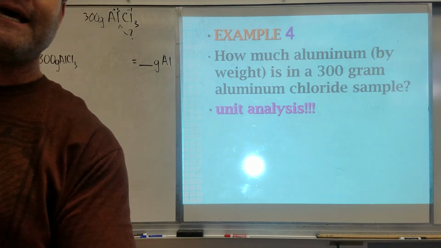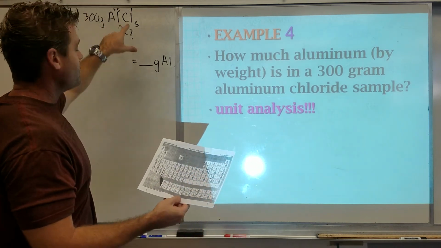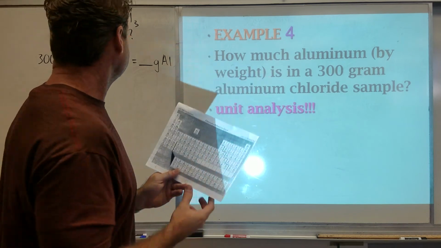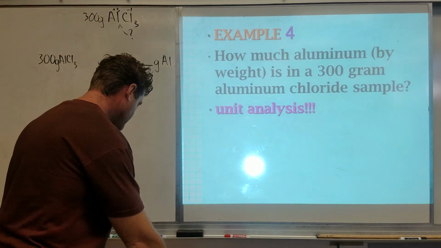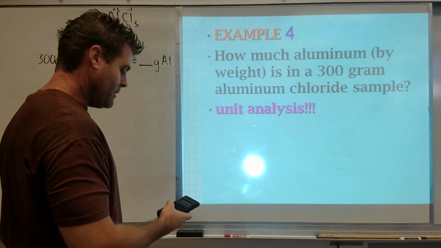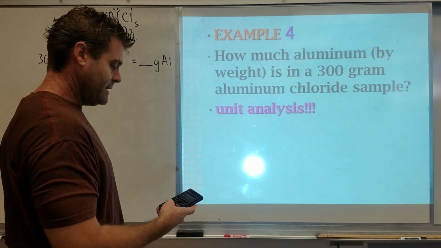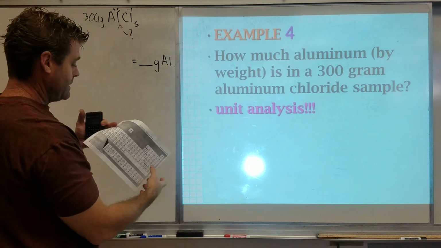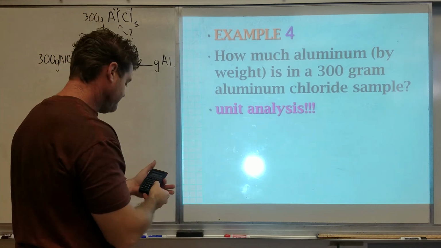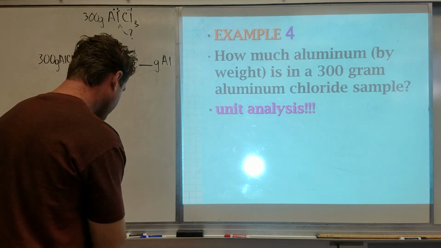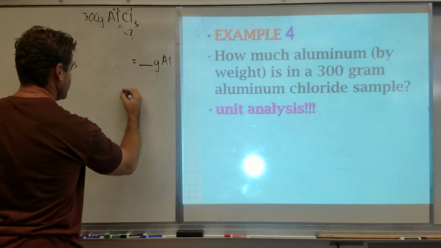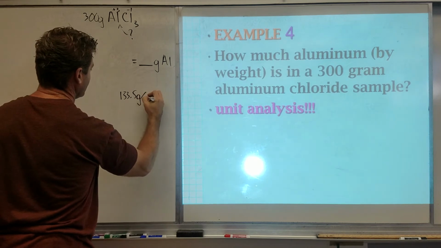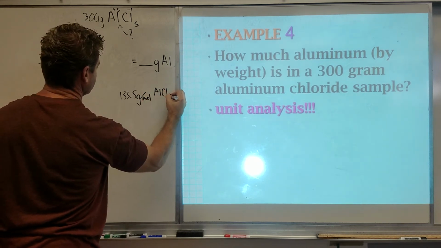So on a periodic table, I could look up the molar mass of aluminum chloride. So I look it up. Chlorine is 35.5, but I have 3. So what I'm going to do is 35.5 times 3. Okay, it's 106.5. Plus, I have an aluminum atom, which weighs 27. So I'm going to write that down. 133.5 grams per mole. That's the molar mass of aluminum chloride.